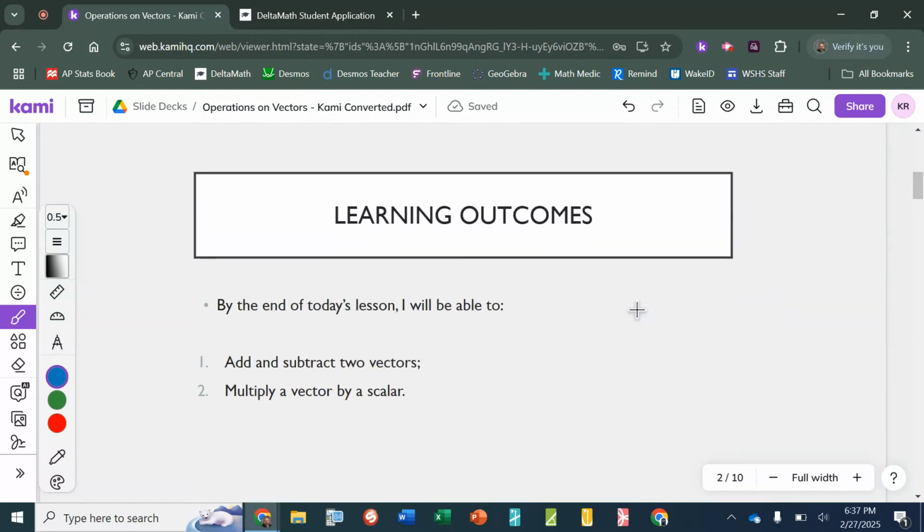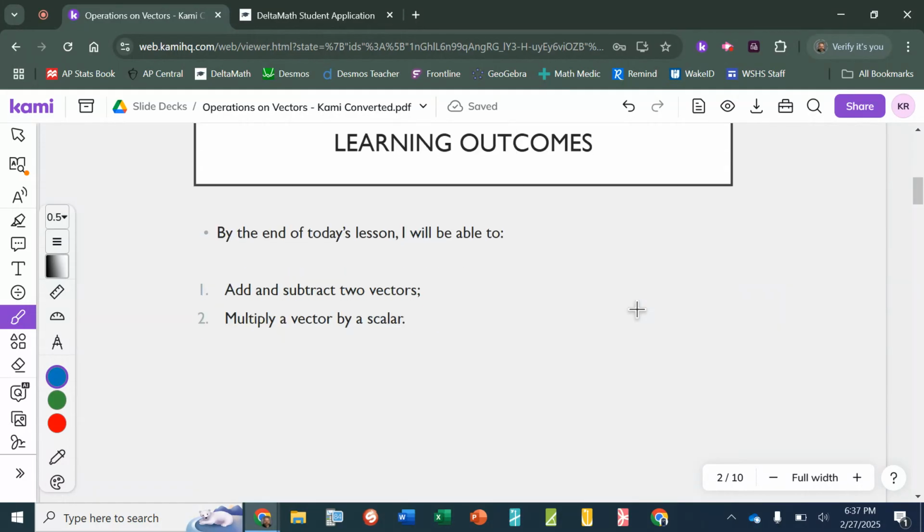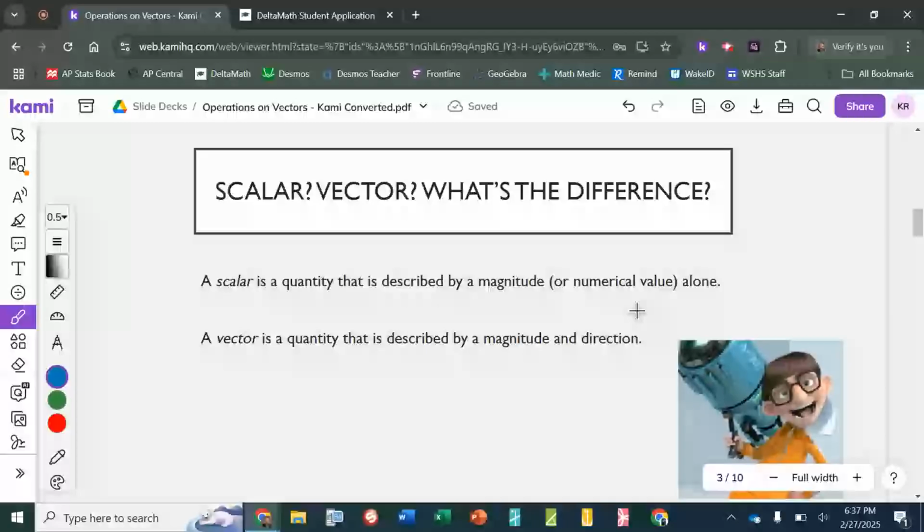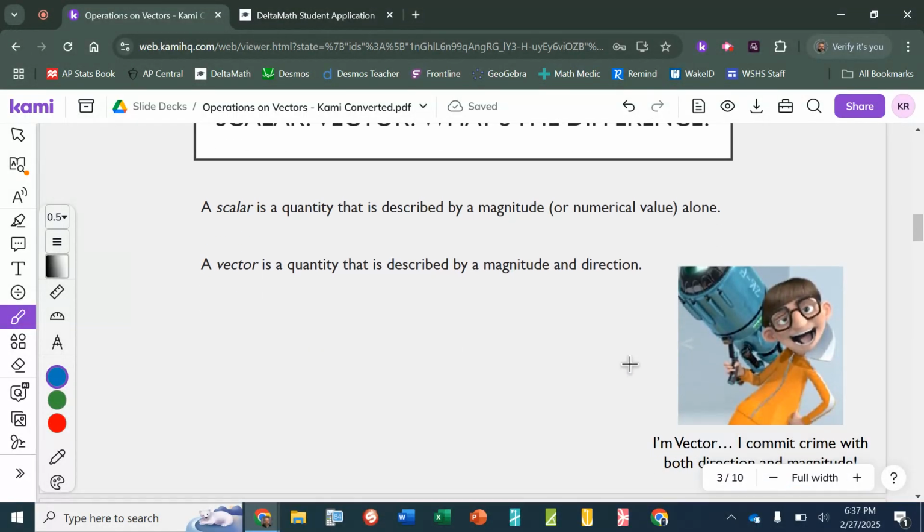So what you need to be able to do by the end of this video and this lesson is you need to be able to add and subtract two vectors, and we need to be able to multiply a vector by a scalar. If you look at the whiteboard in the classroom, this is what the standard tells us that we have to be able to do. So before we start working with the vectors, adding and subtracting and multiplying by a scalar, we need to know what in the world that means.